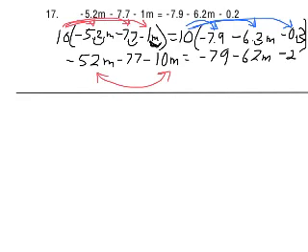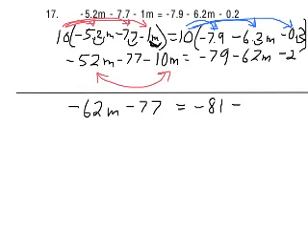Negative 52m plus a negative 10m gives us a negative 62m. Okay, and then that's minus 77. We're combining like terms on both sides. And here we have a negative 79 and a negative 2, which gives us a negative 81. And then that's minus 62m.